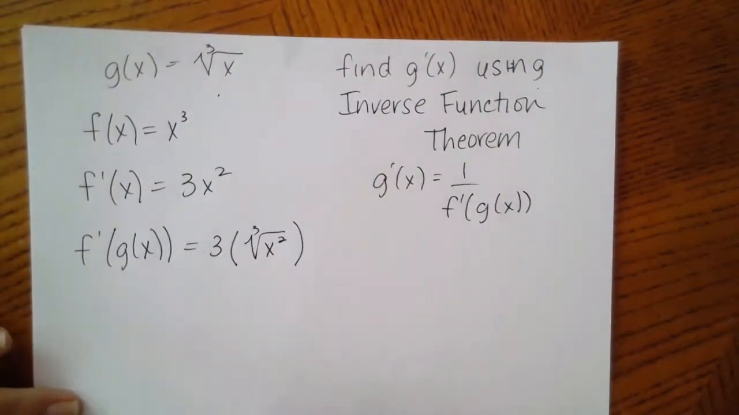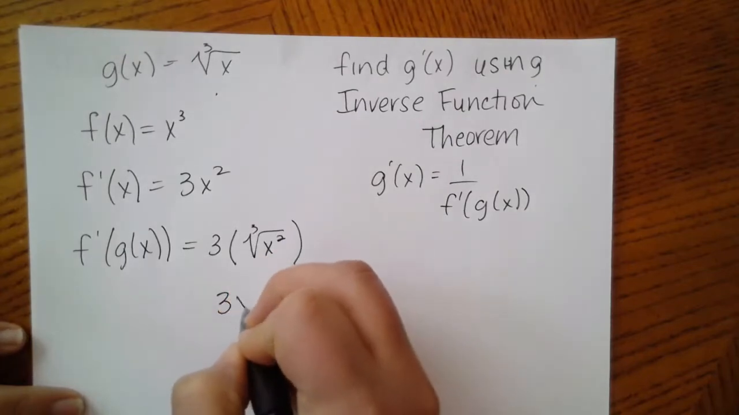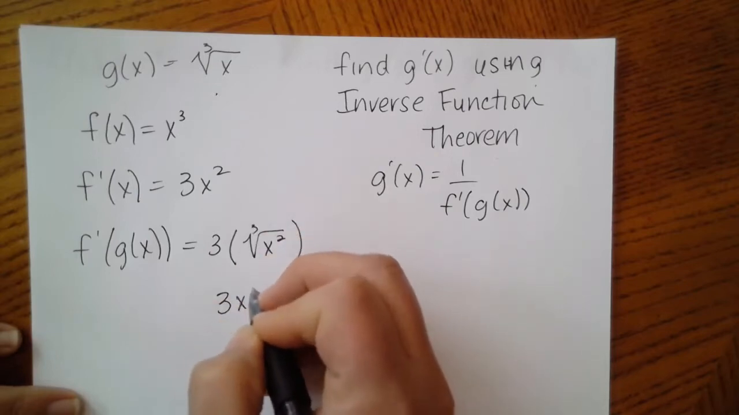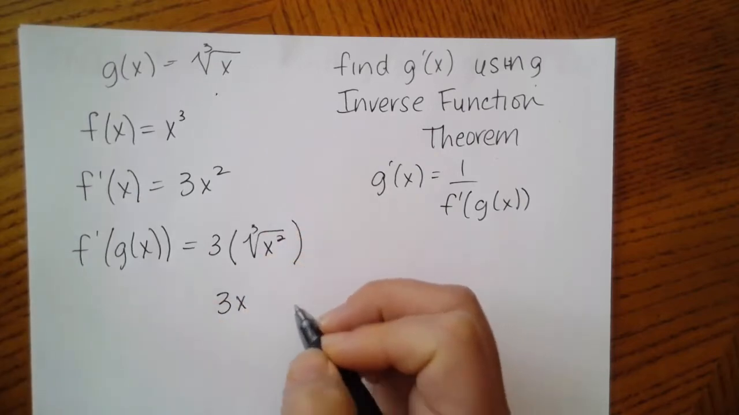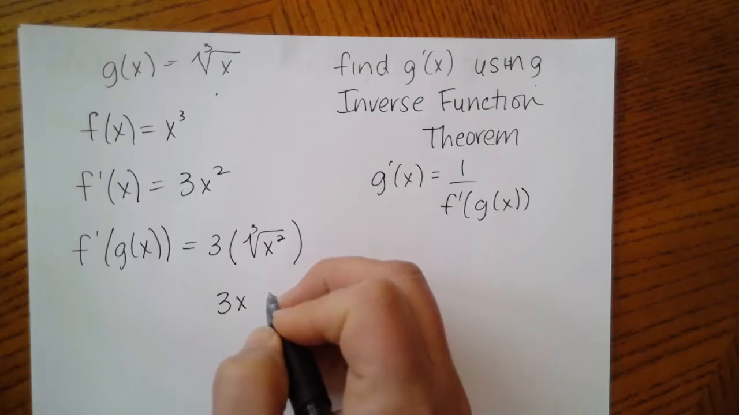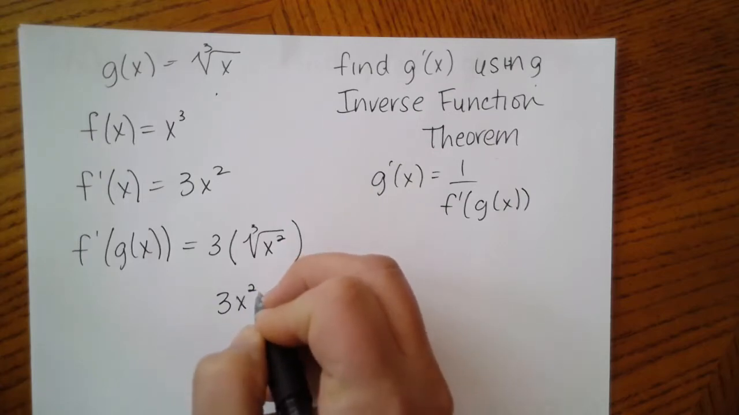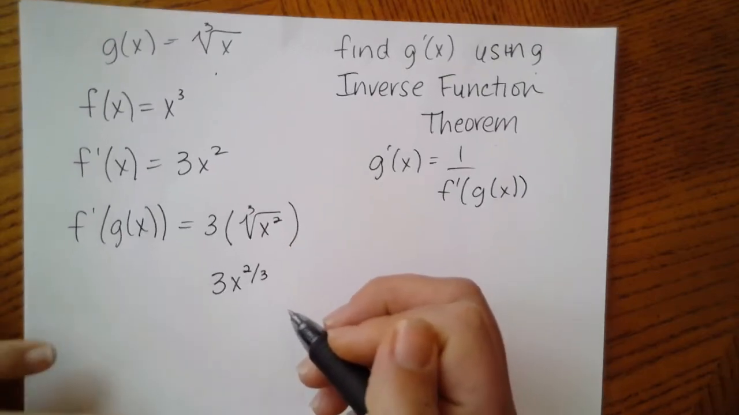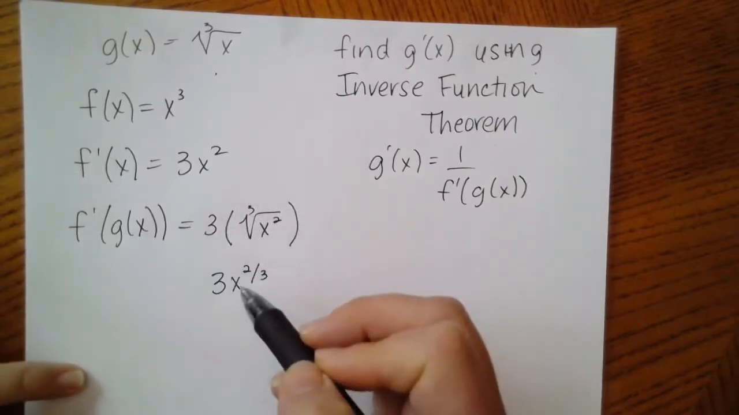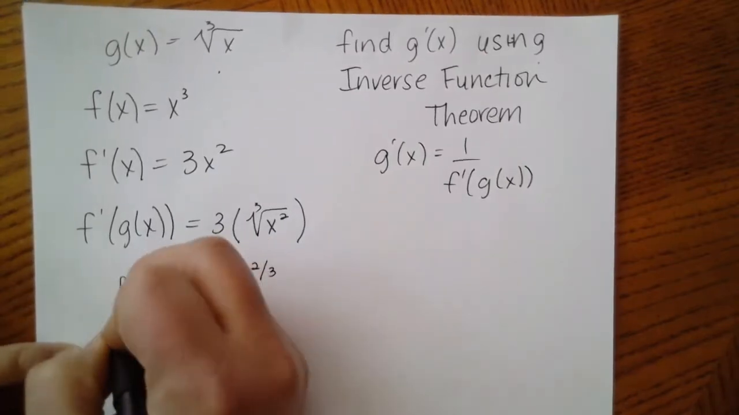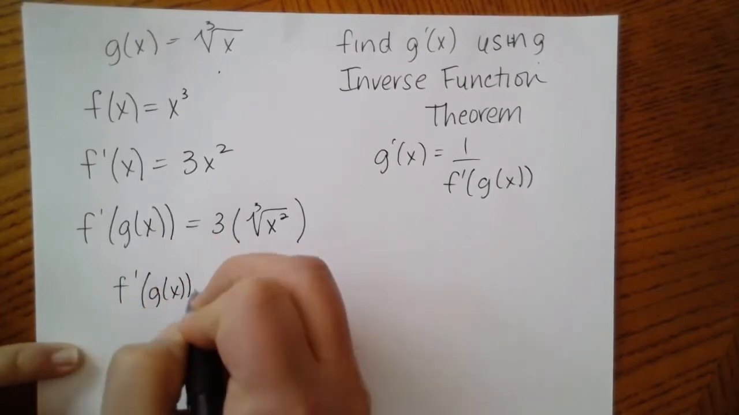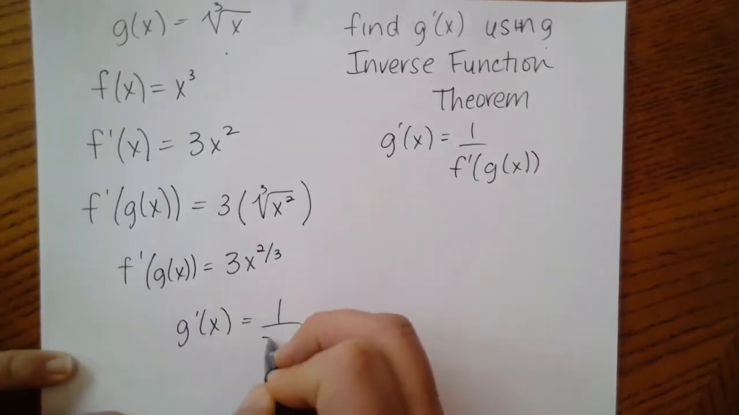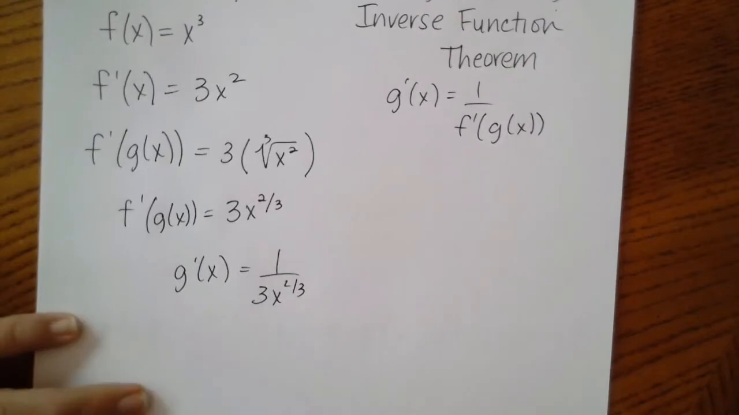So if I simplify this, this is really 3x to the, I'm going to change it from power over root to a rational exponent, so this would be 3x to the 2/3 power. Okay, so that's my f prime of g of x, which is 3x to the 2/3 power. And so that means that g prime of x is really 1 over 3x to the 2/3 power.